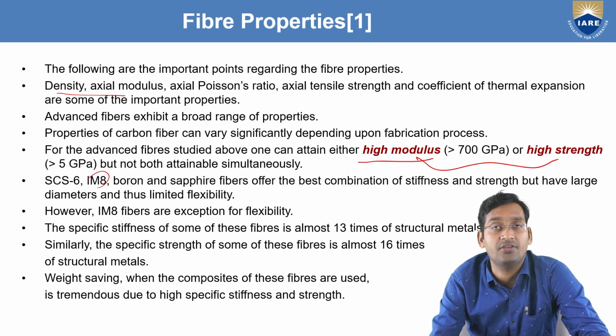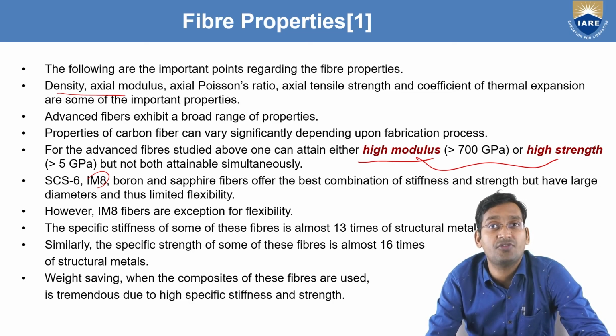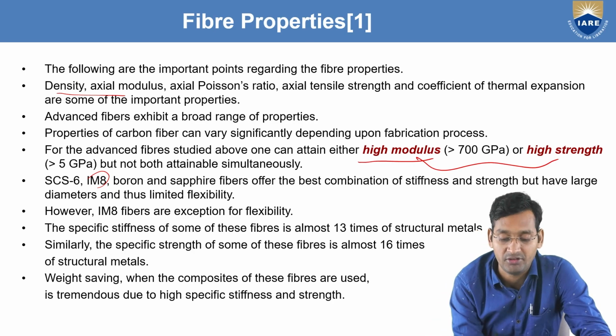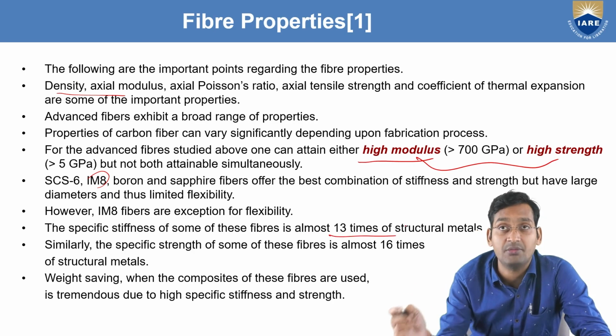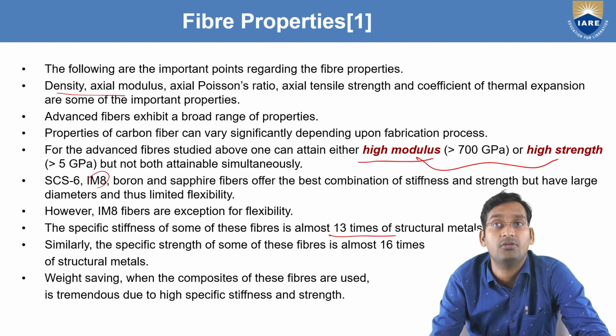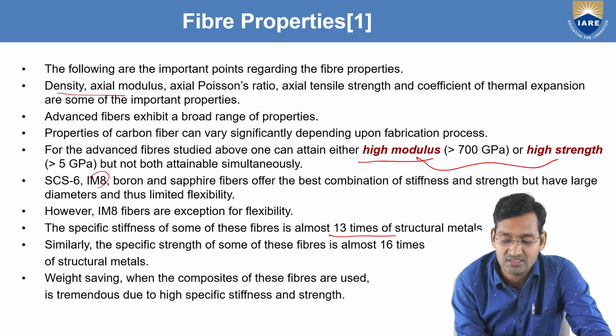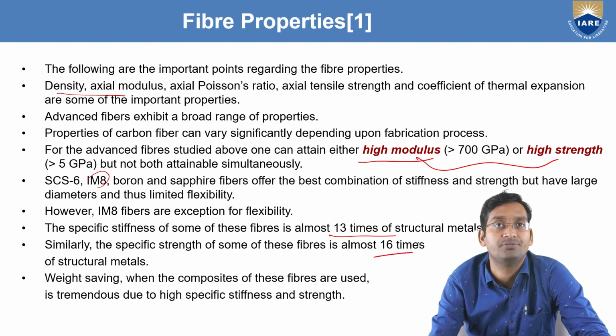In this case IM8 is slightly more flexible compared to the SCS6 and sapphires. The specific stiffness of some of these fibers is almost 13 times the structural metal. So these have stiffness 13 times the structural metals, like iron and all, whatever the structural metals are, they have 13 times greater stiffness. Similarly, the specific strength of some of these fibers is almost 16 times of structural material. Their strength is 16 times greater.